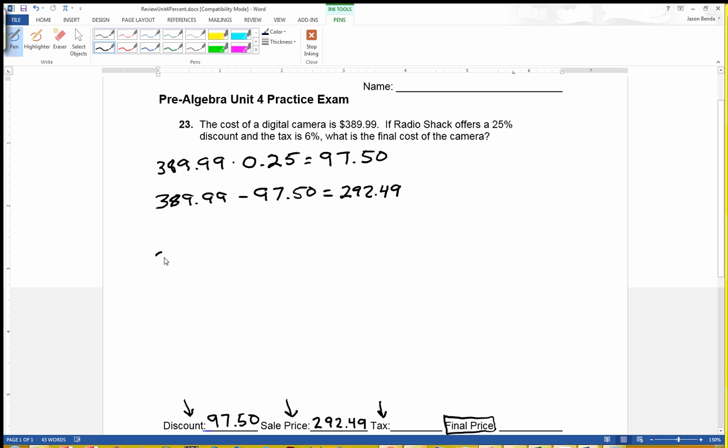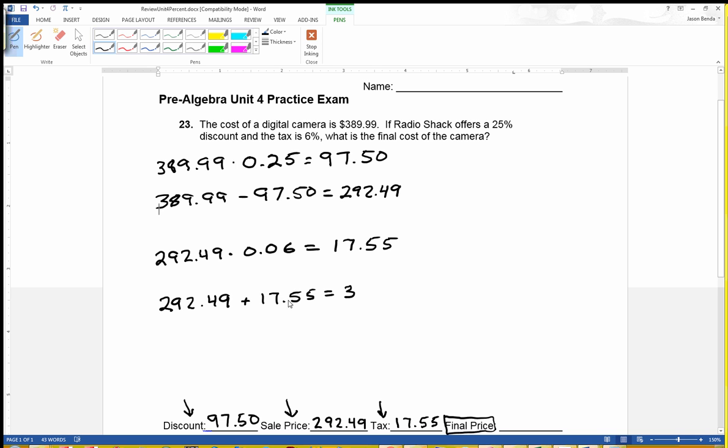Then I'm going to compute the amount of tax. So I'm going to take the $292.49 and I'm going to multiply this by 6% because that's the sales tax rate. And that's going to give me, to the nearest cent, $17.55. And then finally, to compute the final price, I'm going to take $292.49, that was the sale price, plus $17.55, that was the tax, equals 3, 2 and 7, I'm going to carry 1, 10 and 4 cents. $310.04. So there's my final price.